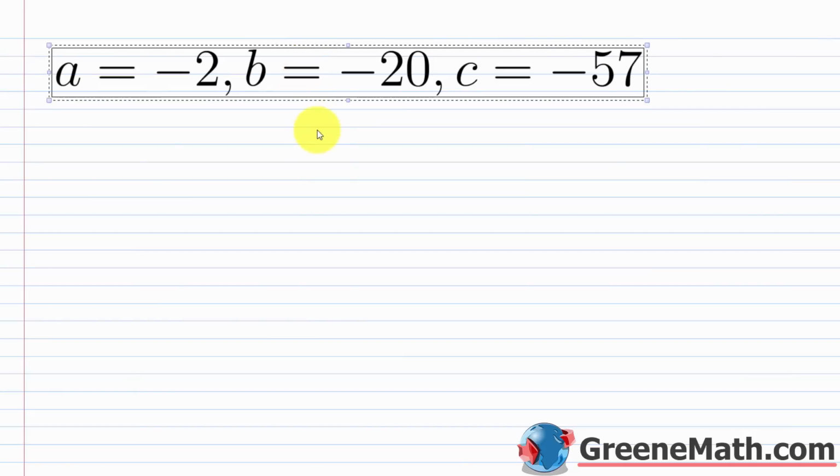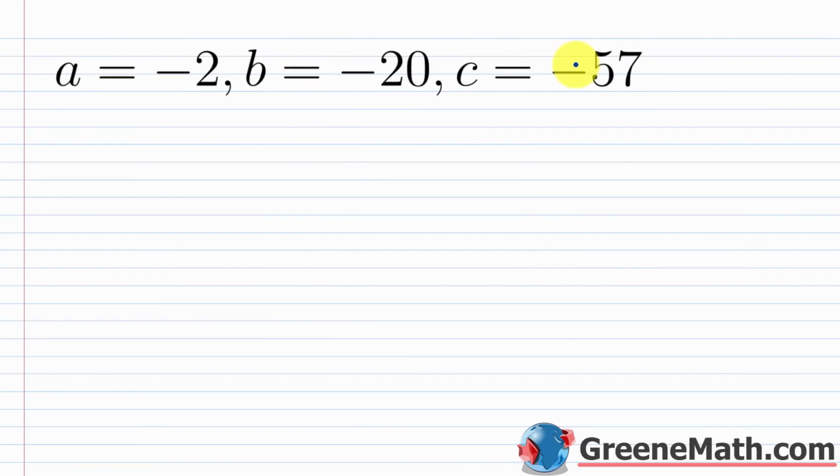All right, so I'm going to come to another page. So I'm just going to grab that so it's nice and clean for us. So we have y equals ax squared plus bx plus c. Again, plug in a negative 2 for a.